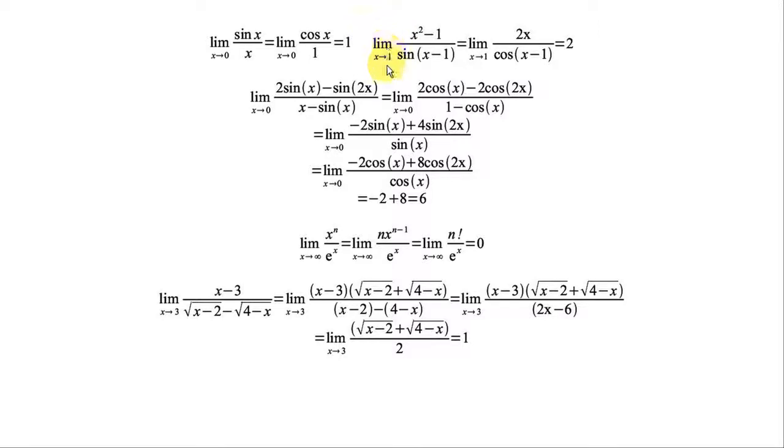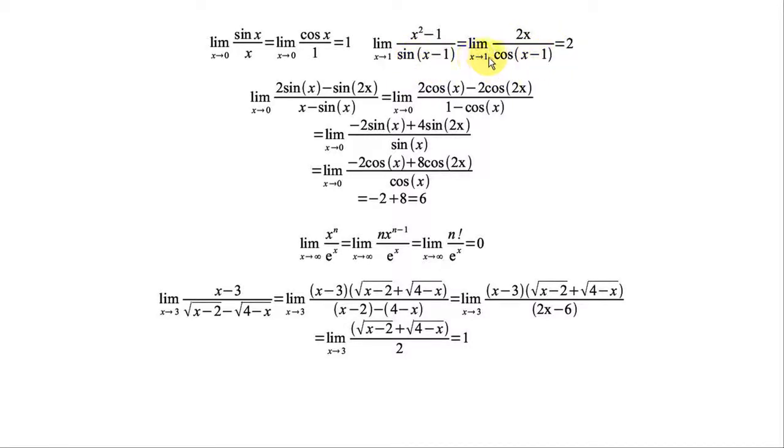Right, here's the next one. x squared minus 1 over sine of x minus 1. Okay, so if x is 1, the top is going to be 0, and if you put x is 1 in the bottom, it's going to be 0 as well. So it's another one of the form 0 over 0. And if we then differentiate the top, you get 2x. And if you differentiate the bottom, you're going to get cos of x minus 1.